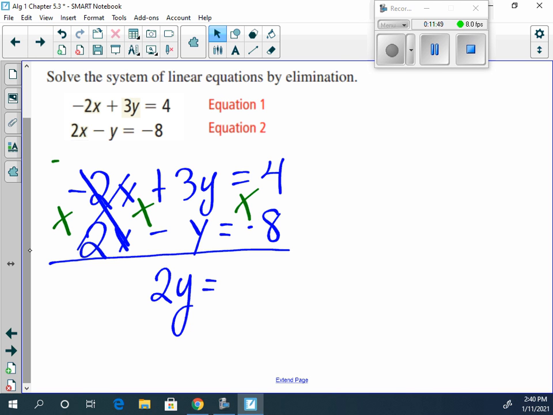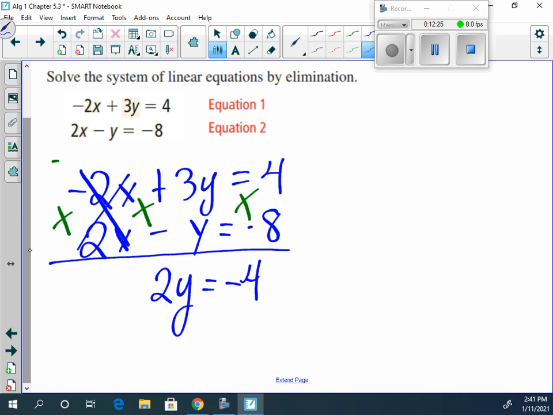So have we eliminated x? By adding. Yes, so we have to add the others. So 3y plus negative y. So 3y plus negative 1y, or 3y plus negative 1. The plus and the negative, so 3 plus negative 1 is the same as 3 minus 1, which would give us 2. Okay? Does that make sense? And now our last one over here, 4 plus negative 8, which would be negative 4, because it's the same as 4 minus 8.